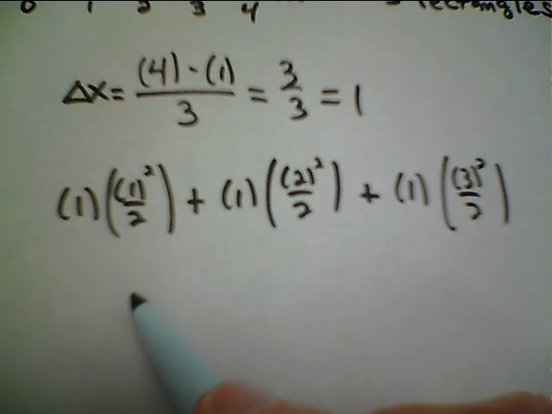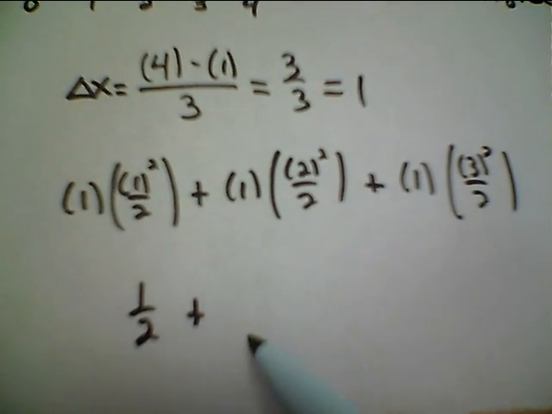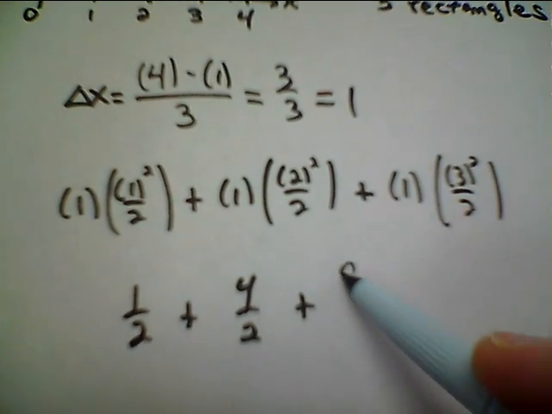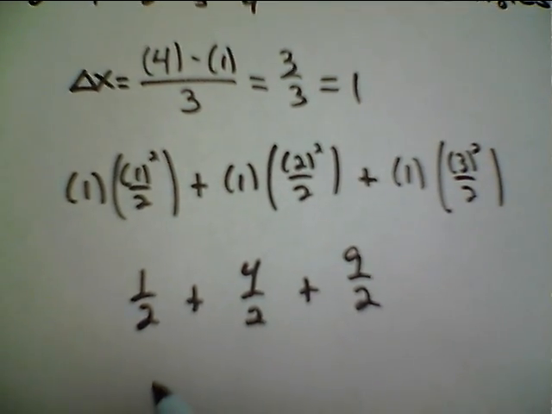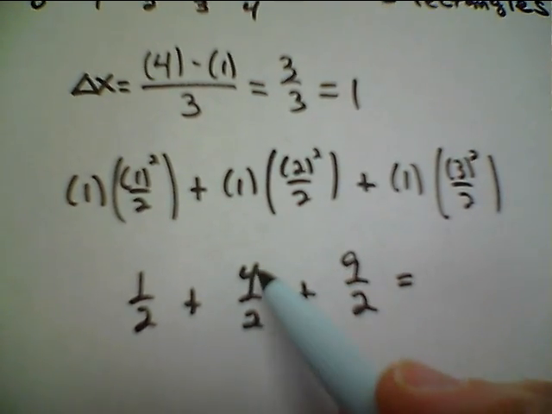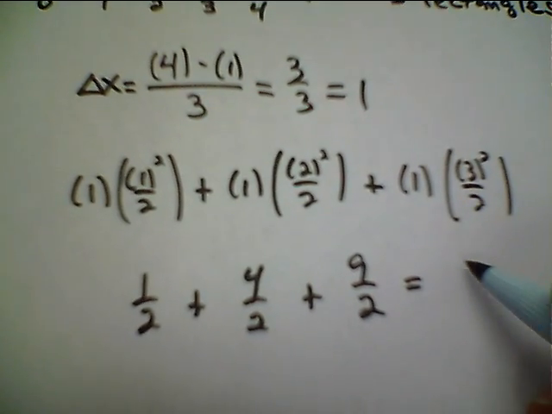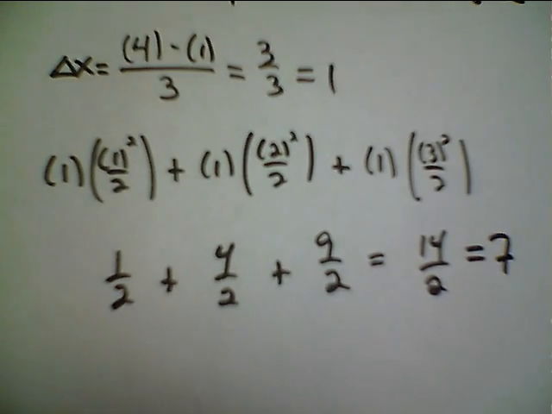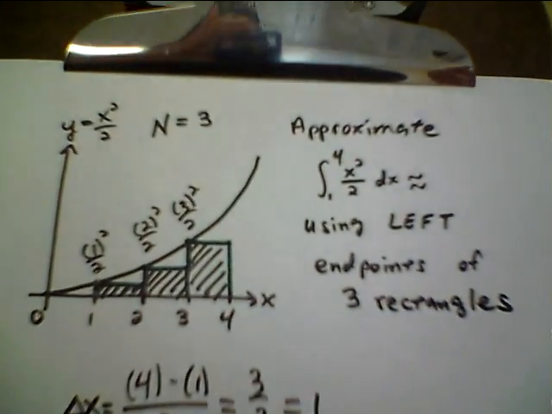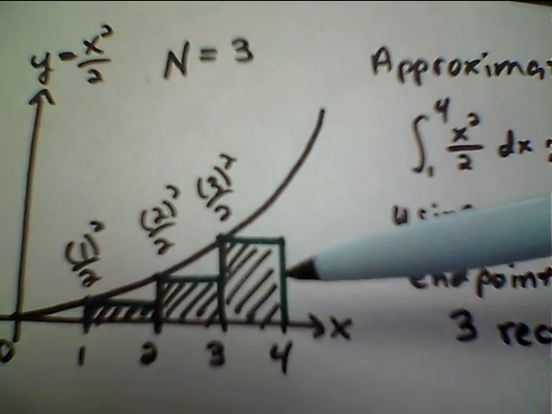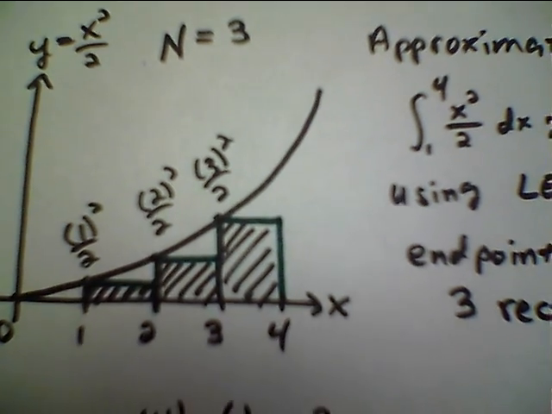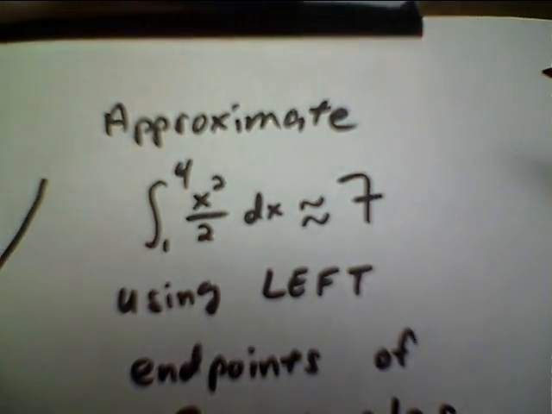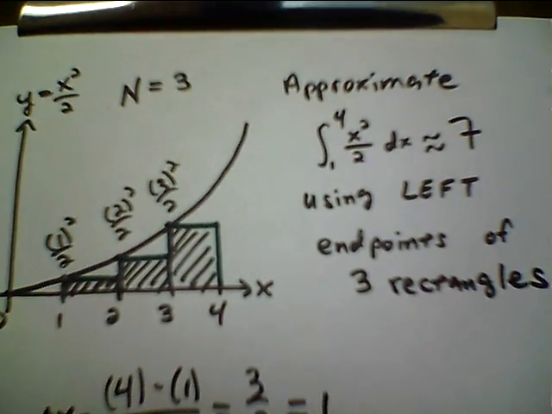1 times 1 squared over 2 is 1/2. 1 times 2 squared over 2 is 4/2. And 1 times 3 squared over 2 is 9/2. Adding all these together, 9 plus 4 is 13, plus 1 is 14 over 2, and that is 7. So that tells us that the sum of the areas of these 3 rectangles is 7. That gives us the approximate area under the curve x squared over 2, which is 7, using left endpoints.